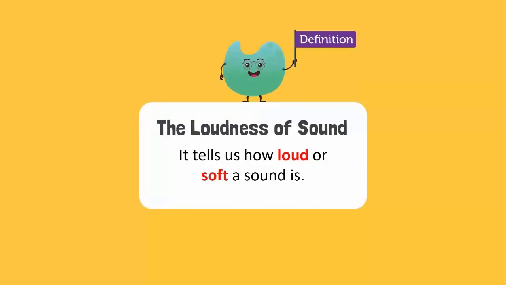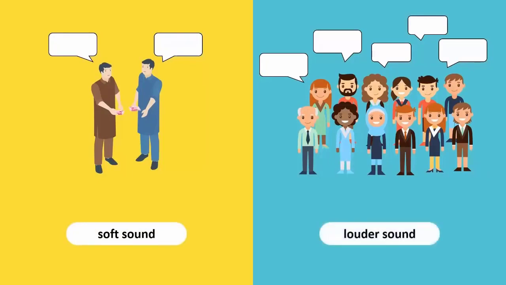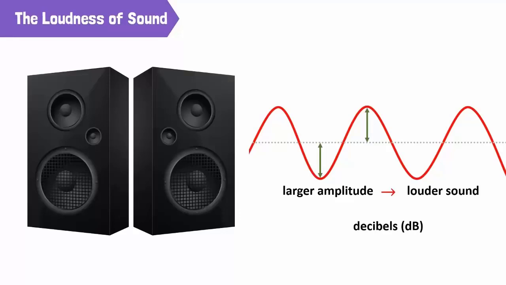Now let's discuss the loudness of sound. The loudness of sound basically tells us how loud or soft a sound is. When we talk to our friends, our voice is soft. But when we address a public gathering, our voice is loud. So the loudness of a sound depends upon the amplitude of the vibrating object. The larger the amplitude, the louder the sound is, and it's measured in decibels. Consider this example. If we strike a drum lightly, we hear a soft sound. It's because the sound produced is of a low amplitude.